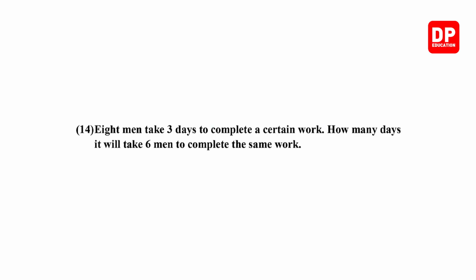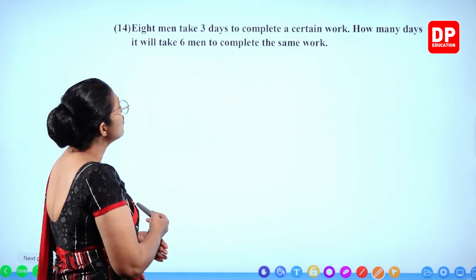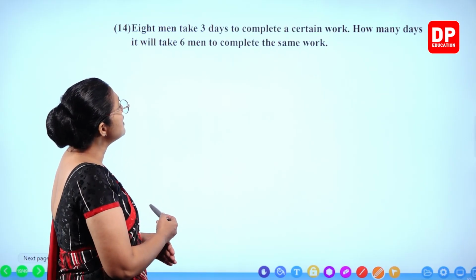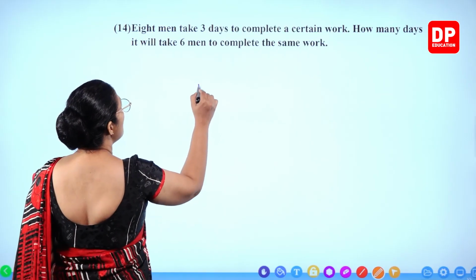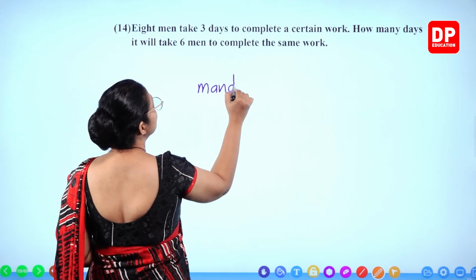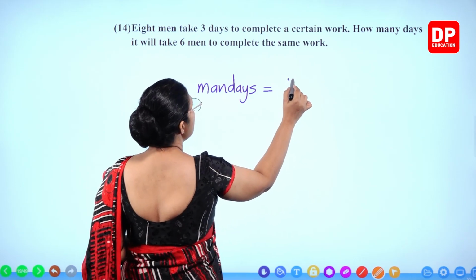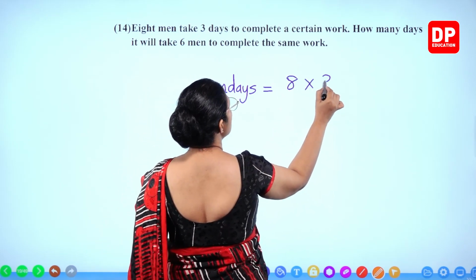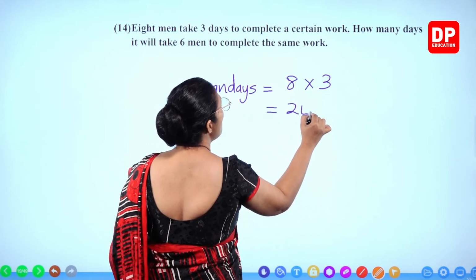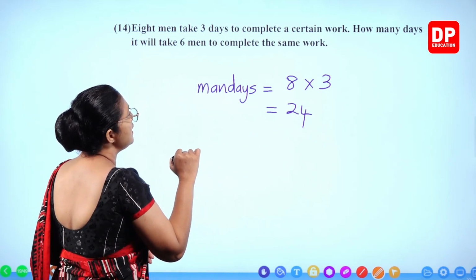Question number 14. 8 men take 3 days to complete a certain work. How many days will it take 6 men to complete the same work? So how many man days are needed to complete this work? 8 men, 3 days. So 8 times 3, 24 man days needed to complete.